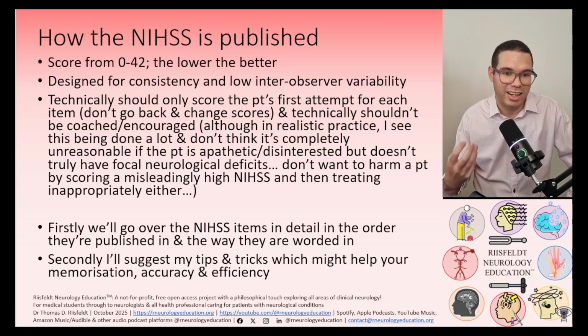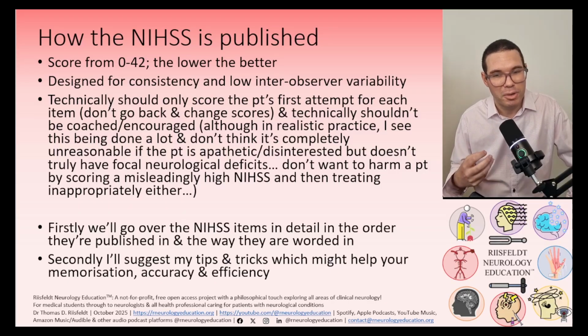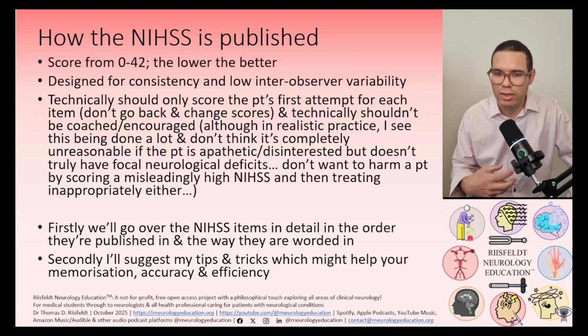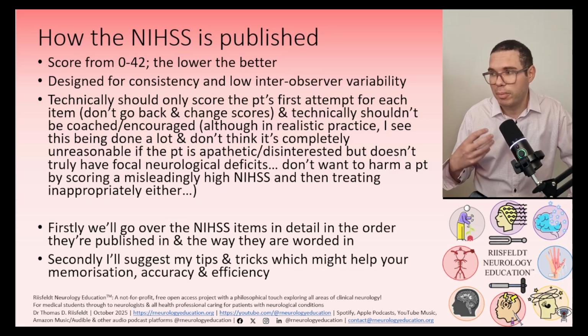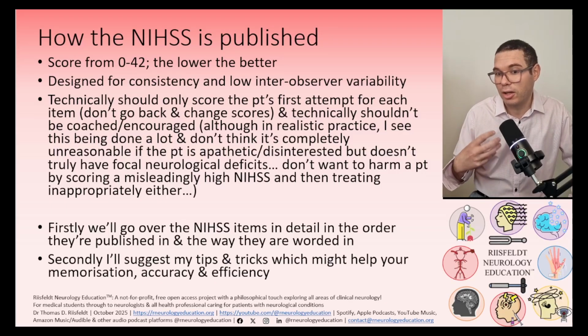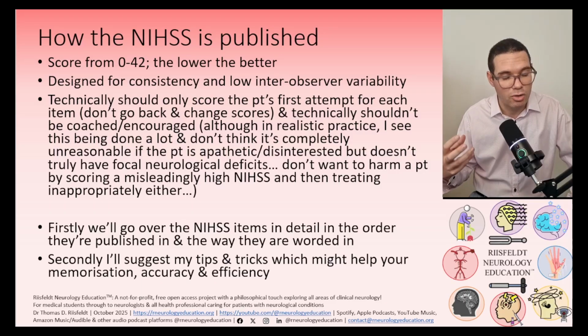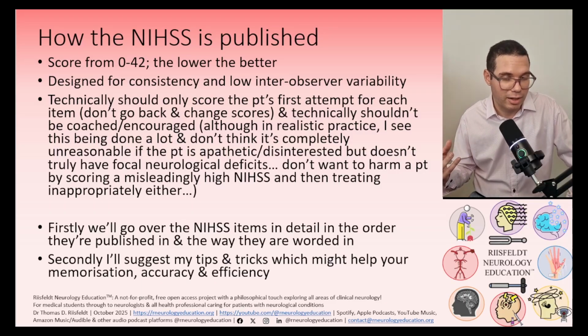So I think in that circumstance in particular, it actually is important to try and get the best response out of the patient that you can, because you don't want to harm a patient by scoring them with a misleadingly high NIHSS score and then treating them inappropriately either. So maybe the patient actually is a stroke mimic, or they're actually a minor stroke, but they're just not that into it and they don't really care and they're not giving it their best effort. You don't want to score them a really high NIHSS score when actually they don't have anything near the neurologic deficits that you're indicating in your NIHSS score, and then maybe thrombolizing that patient inappropriately. So you don't want that.